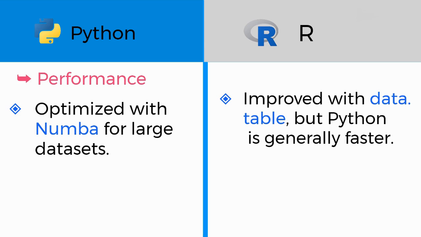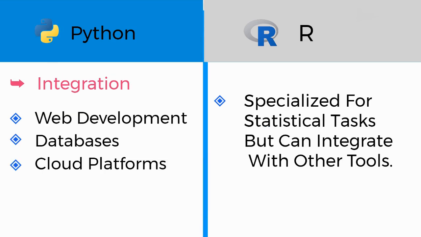Python also integrates easily with other tools and technologies, making it ideal for web development, databases, and cloud platforms. R is more specialized for statistical tasks but can still be integrated with other tools through packages like reticulate, which allows it to work with Python.